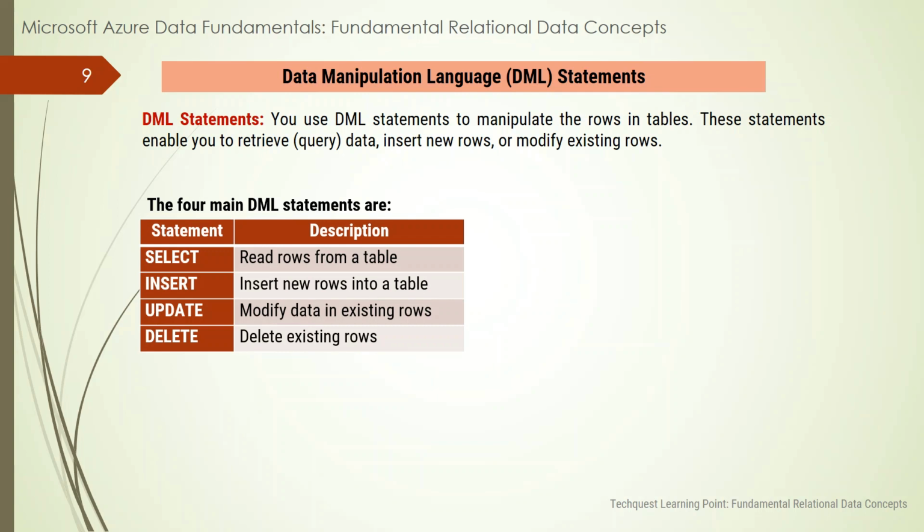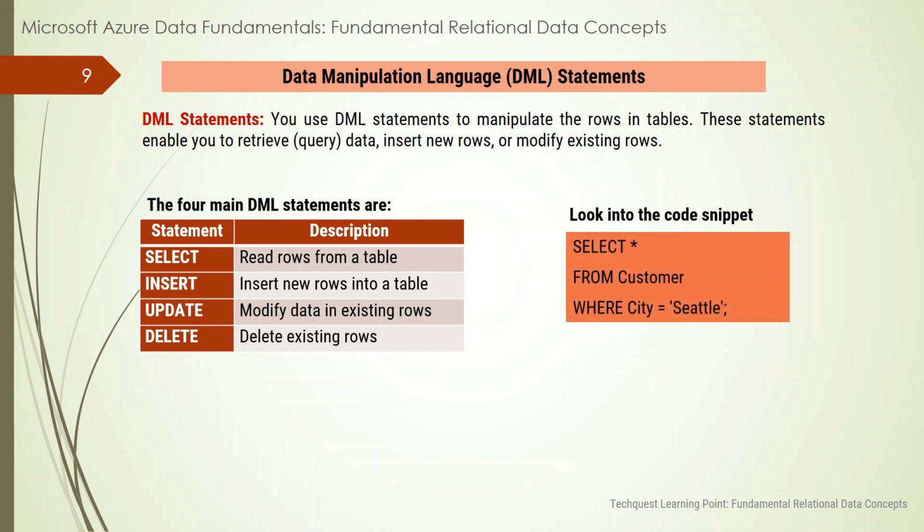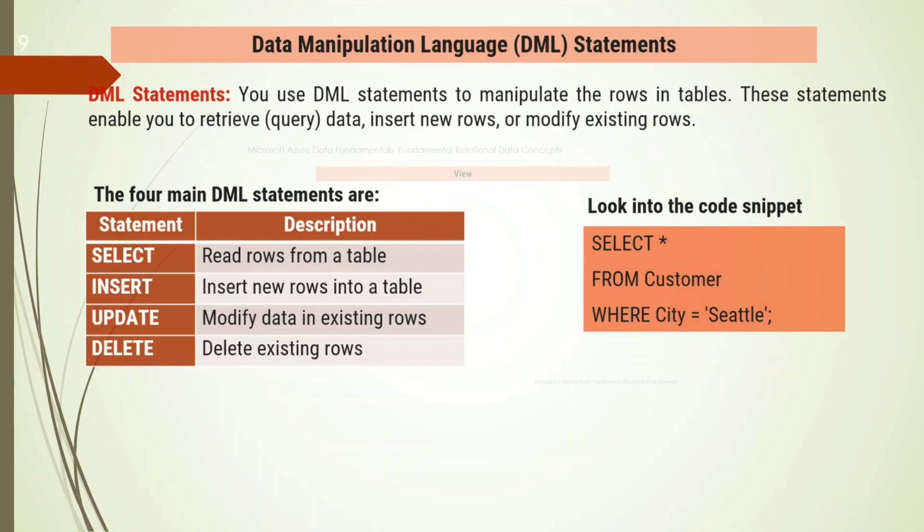The basic form of an insert statement will insert one row at a time. By default, the select, update, and delete statements are applied to every row in a table. You usually apply a where clause with these statements to specify criteria. Only rows that match these criteria will be selected, updated, or deleted. Look into the code snippet. The following code is an example of a SQL statement. It selects all columns, indicated by the asterisk, from the customer table where the city column value is Seattle.